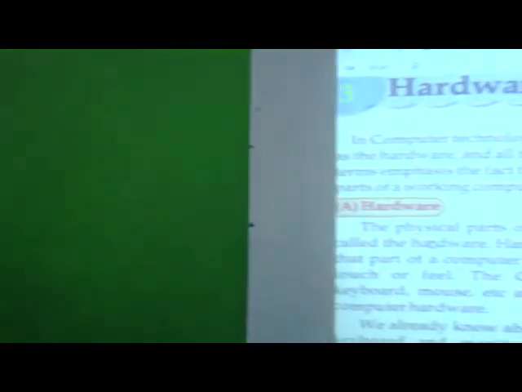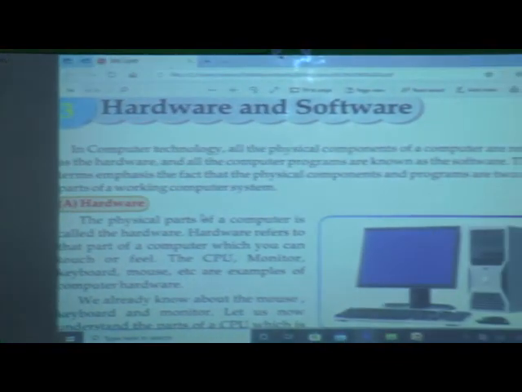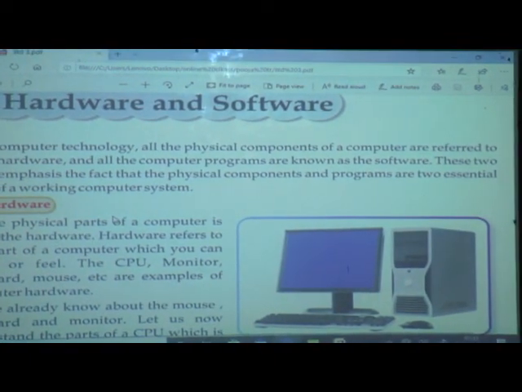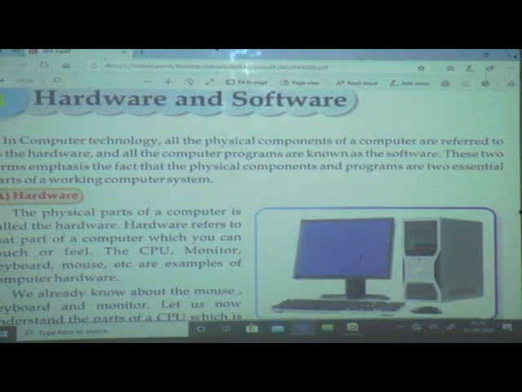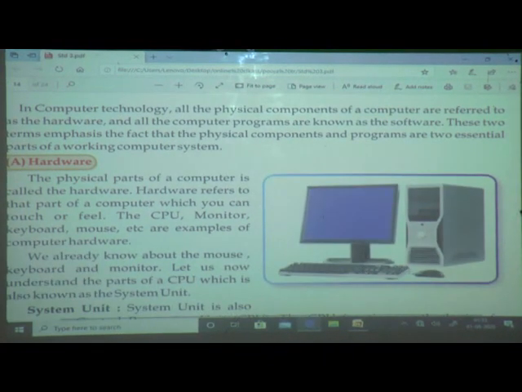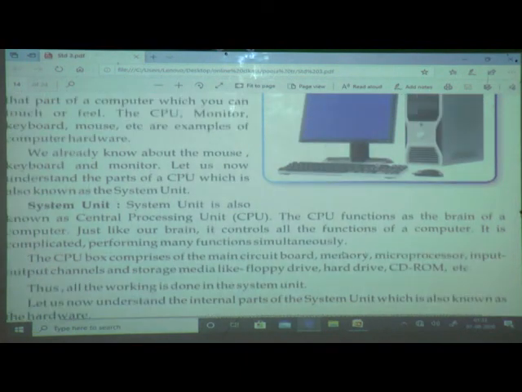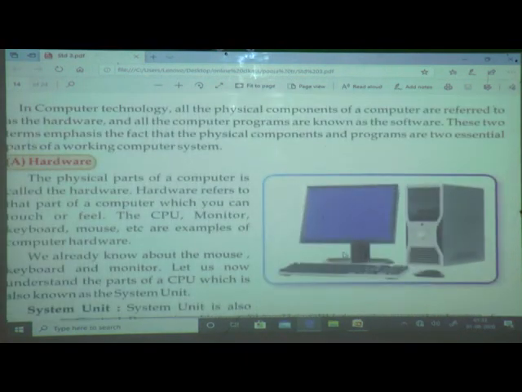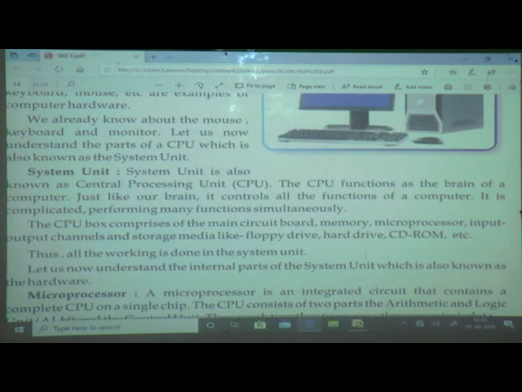Okay, what did we study? Hard disk, hardware and software. In lesson number 3, we studied hardware and software. What is meant by hardware? Hardware means physical parts, the parts we can touch or feel. CPU, monitor, keyboard and mouse are hardware. The parts we cannot feel or touch are called software.